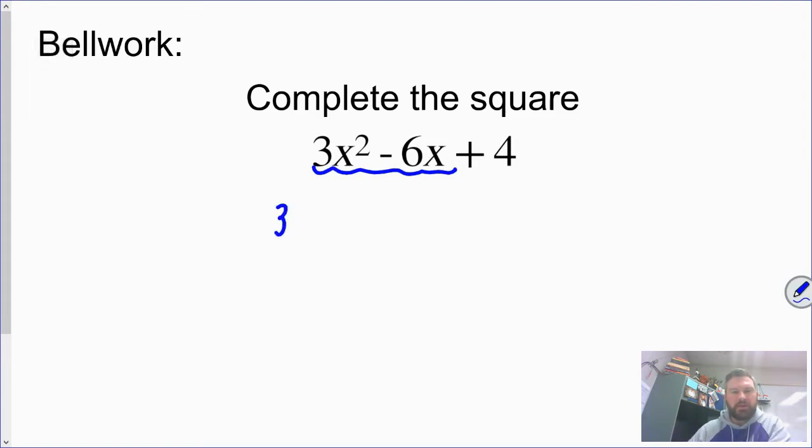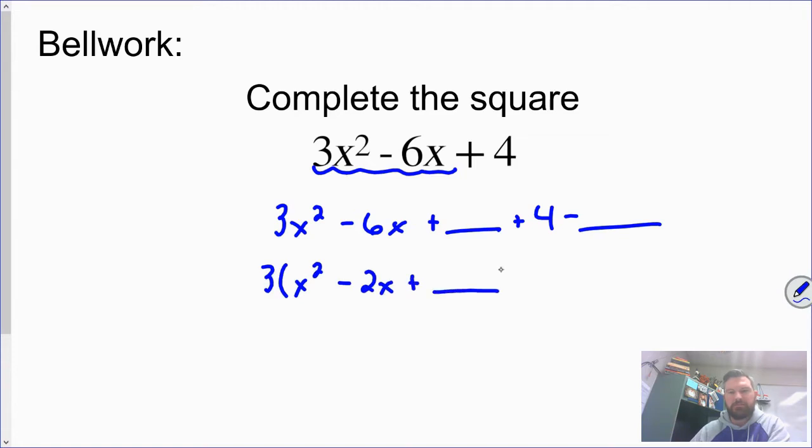So we've got a 3x squared minus 6x plus blank plus 4 minus blank. We're going to add and subtract on the same side. I got to take this 3 out. So 3x squared minus 2x plus blank plus 4 minus blank. To figure out what goes in the blank, we're going to take our b over 2 and we're going to square it. So negative 2 divided by 2 is negative 1. Negative 1 squared is 1.